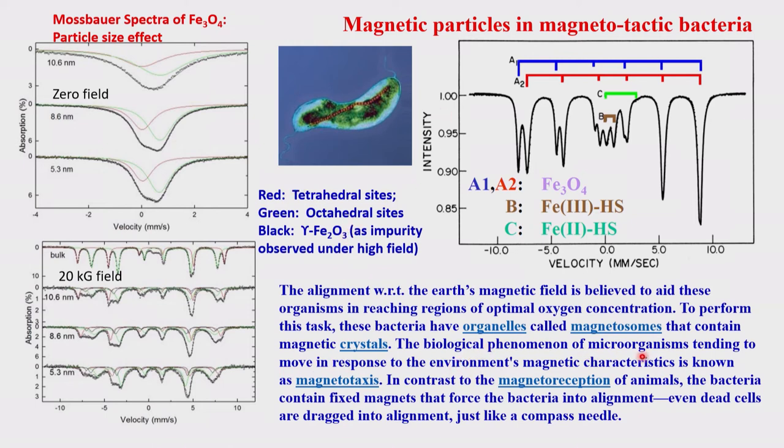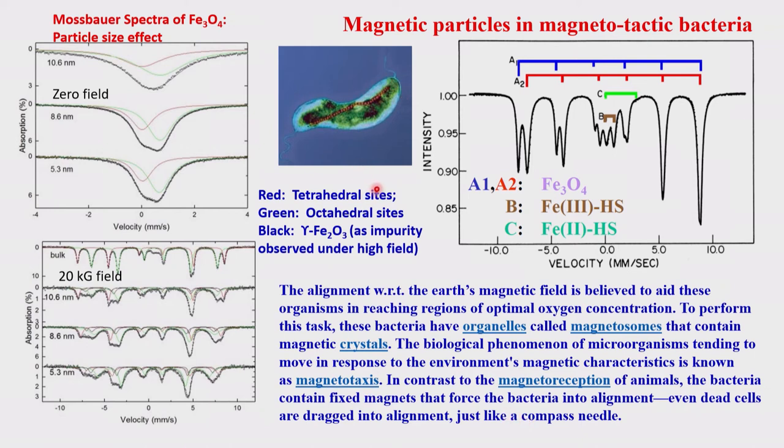So the biological phenomenon of microorganisms tending to move in response to the environment's magnetic characteristics is known as magnetotaxis. So this is an important part, for both the dead species as well as the live species. This will orient the magnetic particles inside, and each particle of course is a composite, and these composite particles are the magnetic ones which will decide the shape, movement, etc.